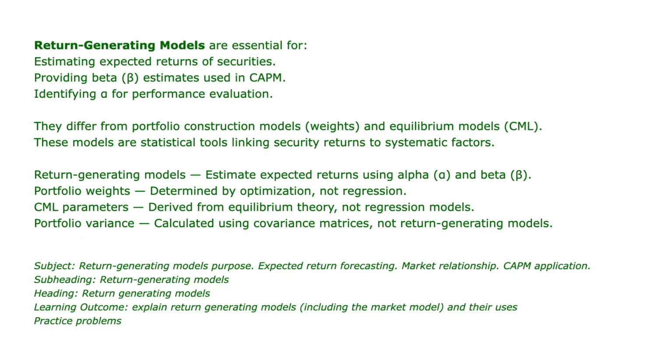Return-generating models estimate expected returns using alpha and beta. Portfolio weights: optimization. CML parameters: equilibrium theory. Portfolio variance: covariance calculations. Each serves a distinct purpose.